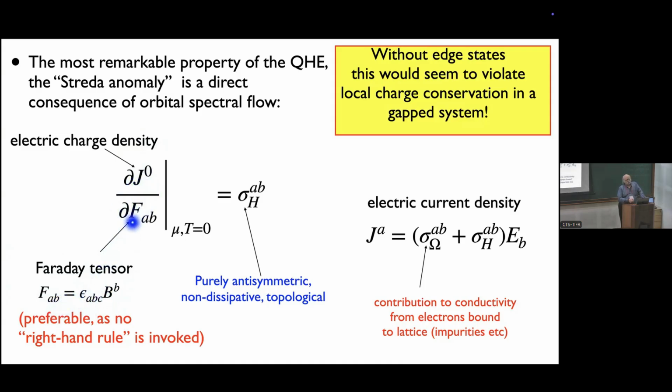So if I take the derivative of the charge density with respect to the Faraday tensor, that's purely the antisymmetric part of the Hall conductance. This is purely topological and non-dissipative. In fact, if I take the Středa relation, take a time derivative of it, and then do a spatial integration, I pick up an integration constant, which is the symmetric part of the conductivity. So the conductivity has the topological and non-dissipative part, but it also has an ohmic dissipative part. This relation has no dissipative content to it at all, and it's fundamentally topological.